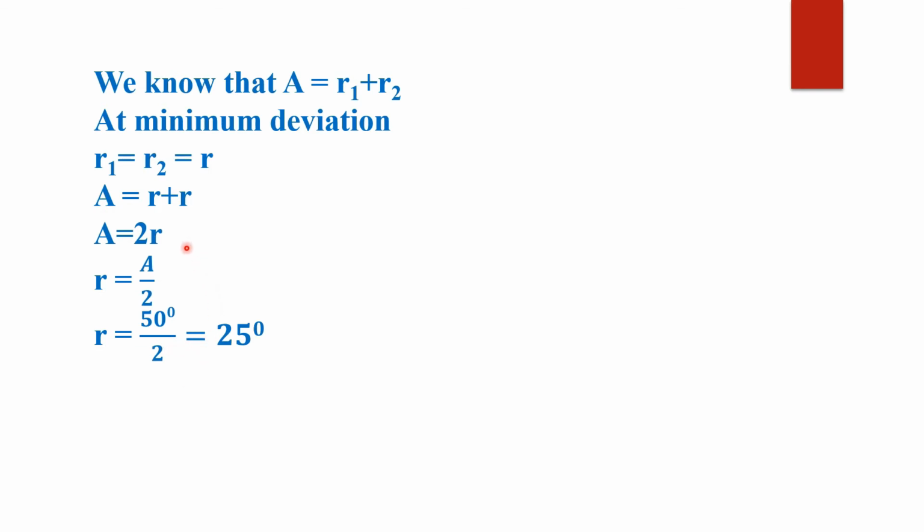What is A? Angle of prism. So, the angle of prism here we are getting is 50 degrees. So, substituting that we get R is equal to 50 degrees by 2. 2 twos are 4, 2 fives are 25.